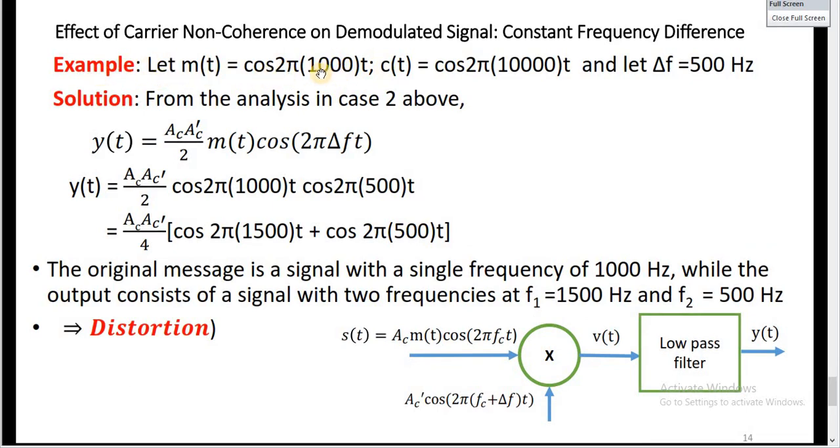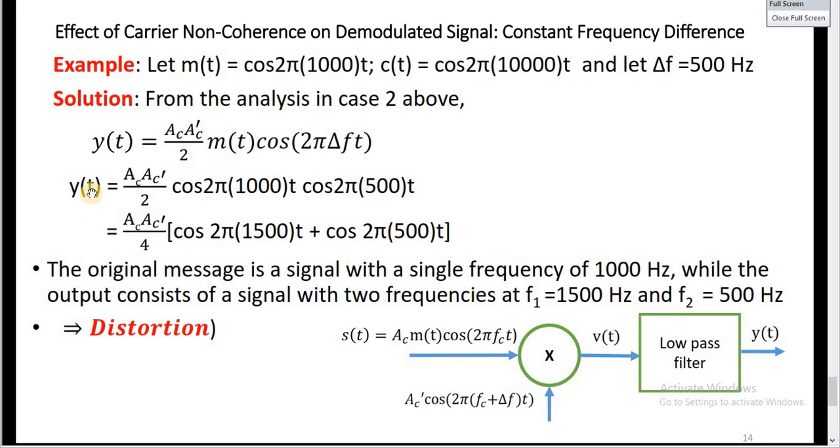Let m of t equal cosine 2 pi 1000 t, c of t equal cosine 2 pi 10,000 t, and let delta f equal 500 hertz. From the analysis above, y of t equals AC prime over 2, m of t cosine 2 pi delta f t. m of t is this test signal cosine 2 pi 1000 t times cosine 2 pi delta f t, cosine times cosine, so we have AC prime over 4 cosine the sum, which is 1500, plus cosine 2 pi 500 t.